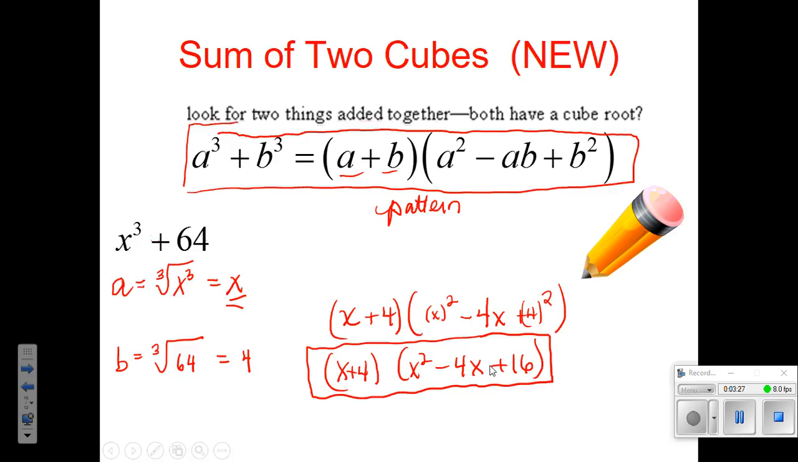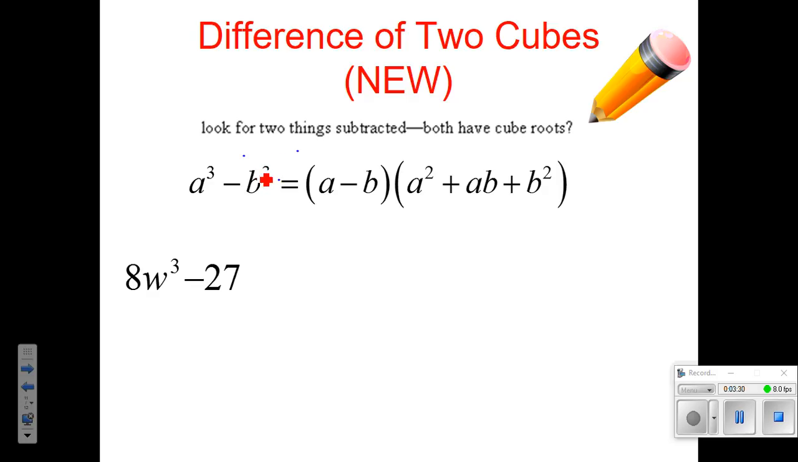Okay, let's try difference of two cubes. We're looking for two things that are subtracted and that we can take cube roots of. So A is the cube root of 8w cubed. Now we have two things that we're taking the cube root of. What's the cube root of 8? That would be 2. And the cube root of w cubed would be w. So A is 2w. B is the cube root of 27.